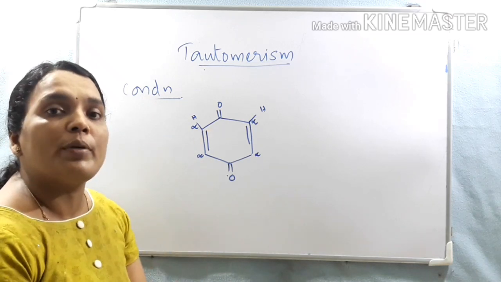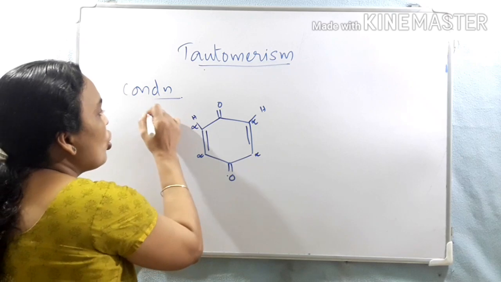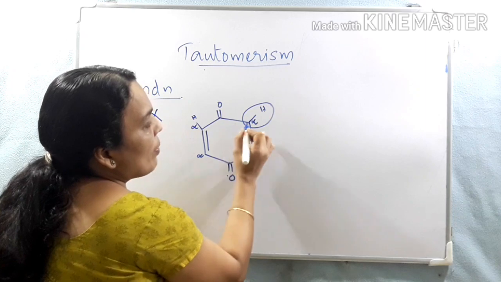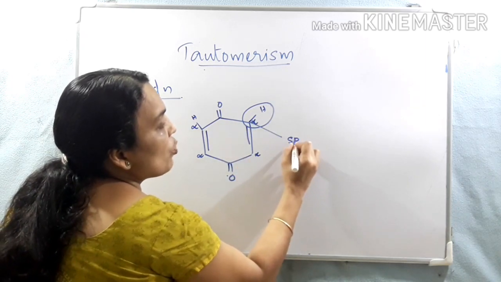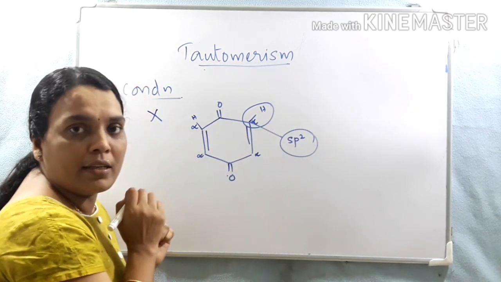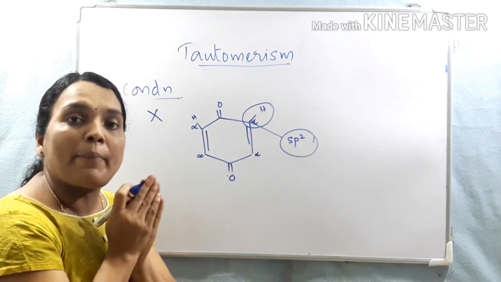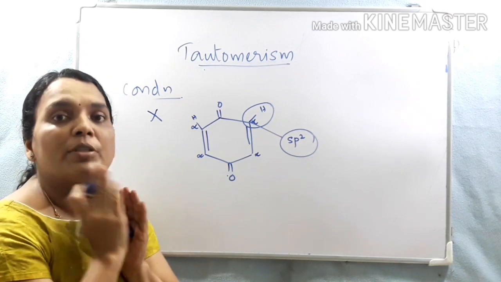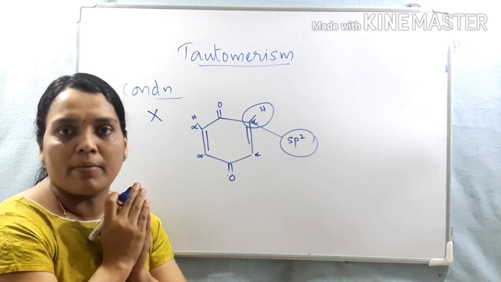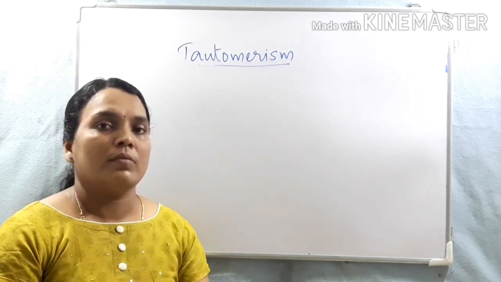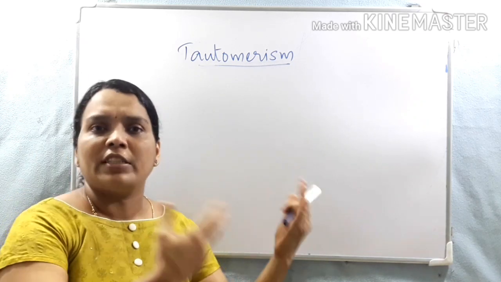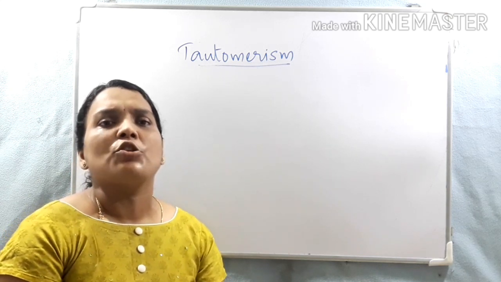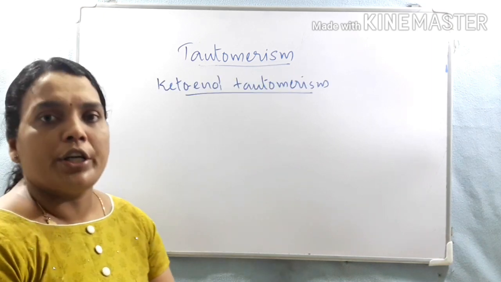But is there any tautomerism? No, there is no tautomerism observed because this hydrogen is present on this alpha carbon, and this carbon is sp2 hybridized, not sp3. For tautomerism to happen, the alpha carbon should be an sp3 hybridized carbon. Clear that concept? Out of this tautomerism, we said different examples are there, but the most important type is keto-enol tautomerism.